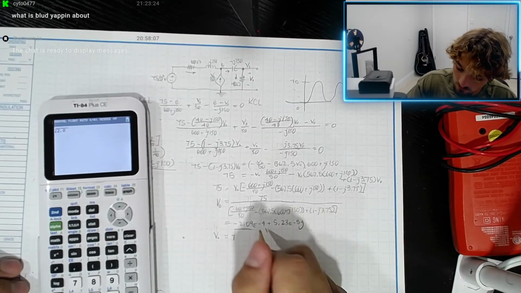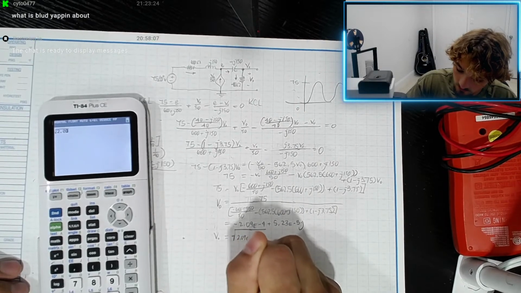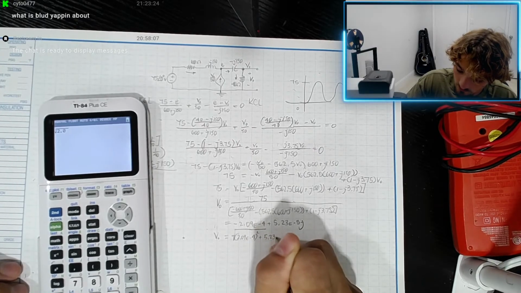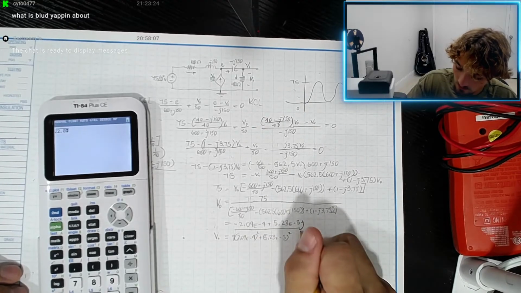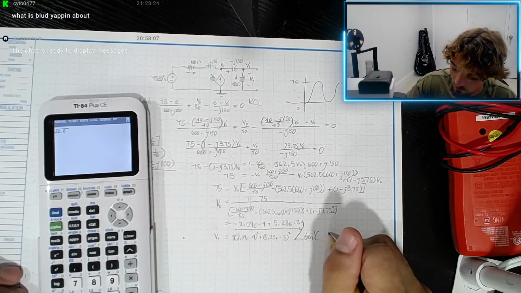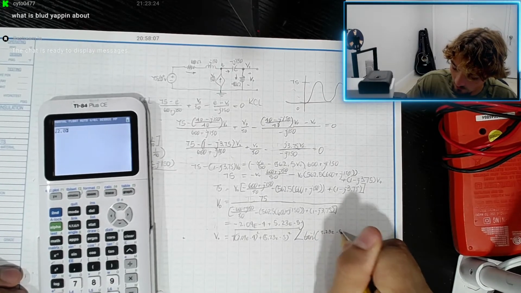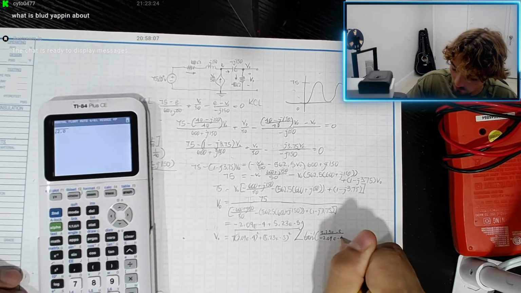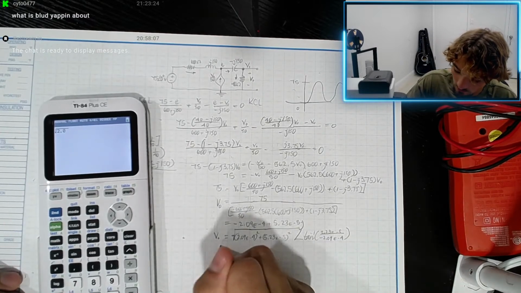Okay, so the square root of 2.09 e to the negative 4 squared plus 5.23 e to the negative 5 squared. Phase angle is the inverse tangent, or arctan, of 5.23 e to the negative 5 divided by negative 2.09 e to the negative 4. Yep, okay. Equals, alright.